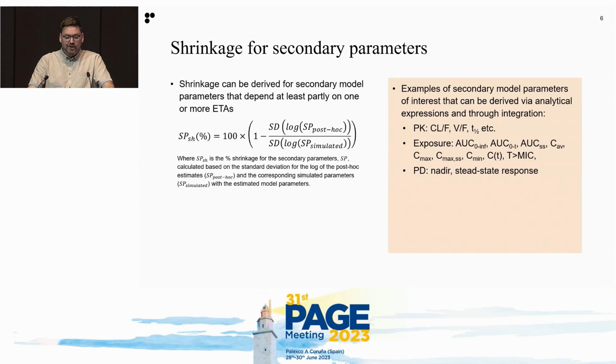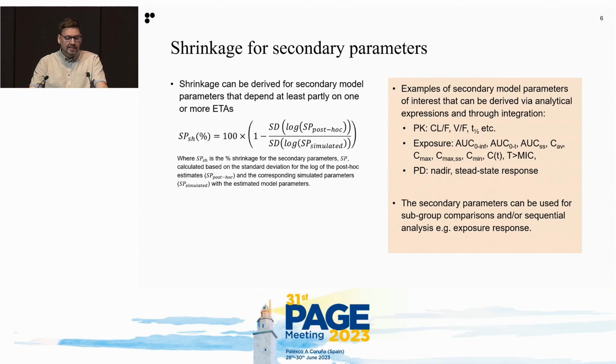Examples of secondary parameters for which we can derive this type of shrinkage are secondary PK parameters, exposure metrics, but also different types of PD metrics such as nadir or steady state response. And these secondary parameters in turn can be used for subgroup comparison and/or sequential analysis such as exposure response assessment.